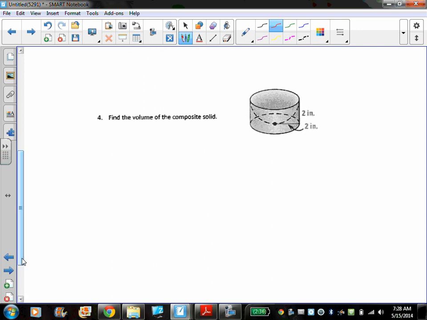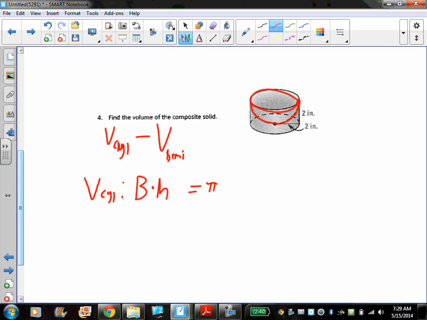All right, last example. Find the volume of this composite solid. So, just to clarify what's going on here, this is kind of like a bowl of sorts. This hemisphere, this half circle, is removed from this cylinder. So a good approach to this problem will be to find the volume of the cylinder and then subtract the volume of this hemisphere. So, the volume of the cylinder is going to be area of the base times the height, which in this case is going to be pi times 2 squared times 2, 2 being the height. So 3.14 times 2 squared times 2. And that gives us 25.12.